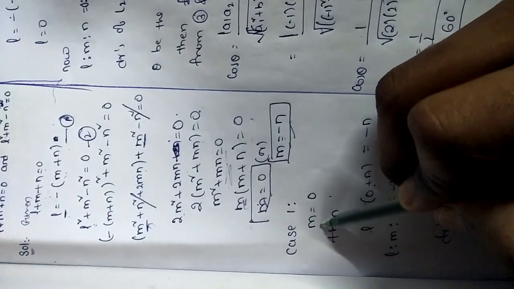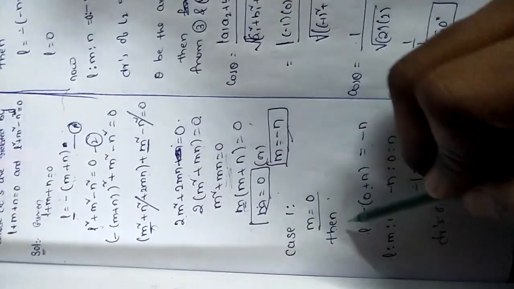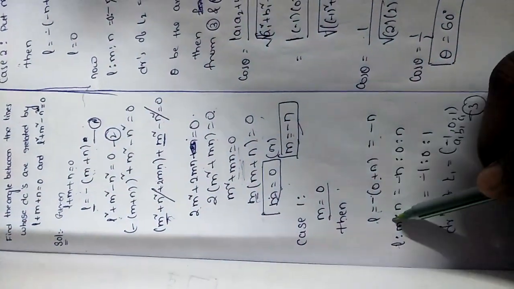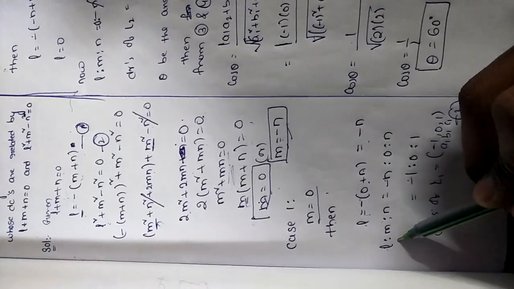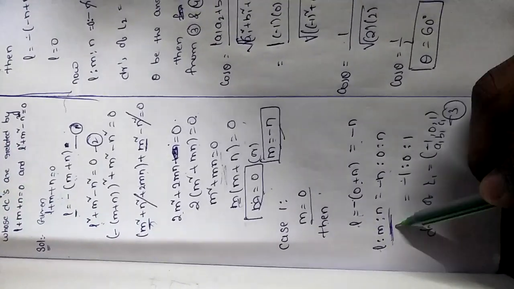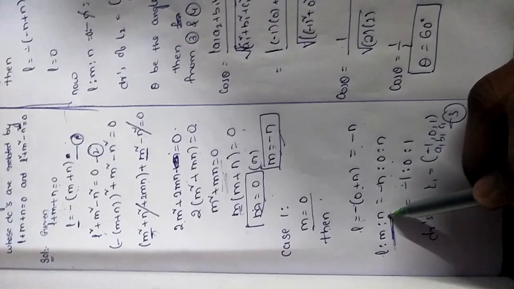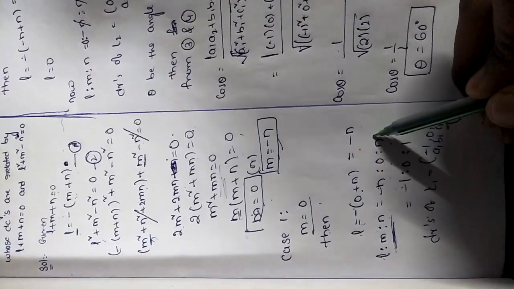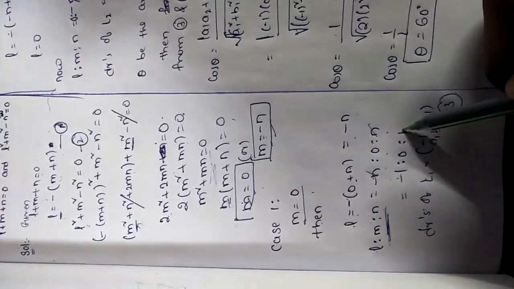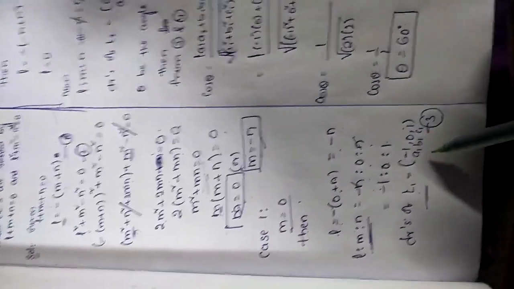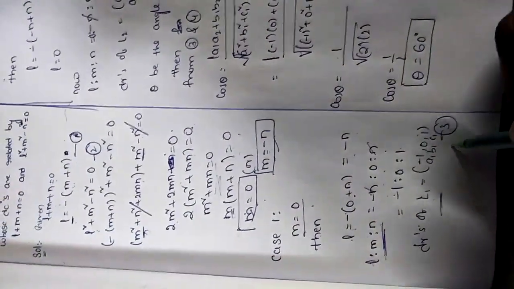Now in case 1, as M is equal to 0, then L will be minus of 0 plus N, so L will be minus N. As we take the ratios of these three, L is to M is to N: L is minus N, M is equal to 0, and N is as it is, N. As we cancel out N, we get minus 1, 0, 1, so the DRs of L1 are minus 1, 0 and 1. Let it be A1, B1 and C1. It will be mentioned as 3.